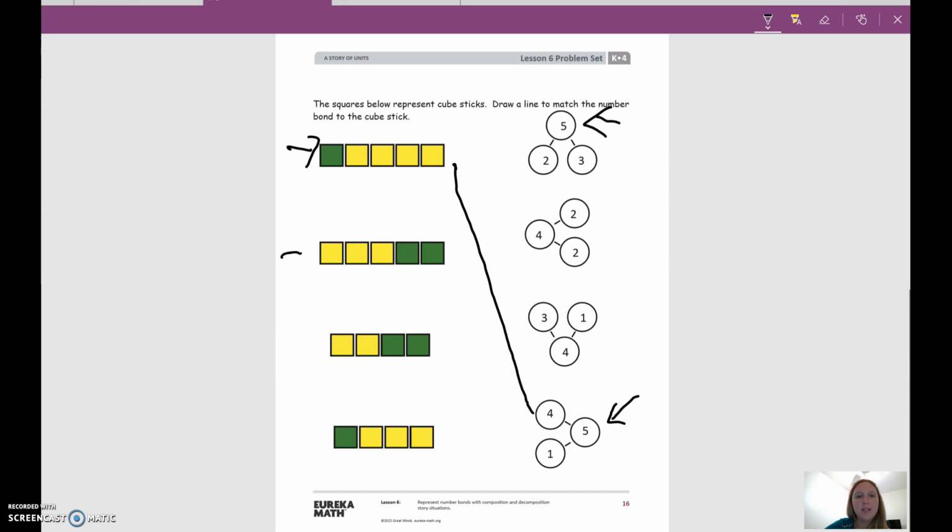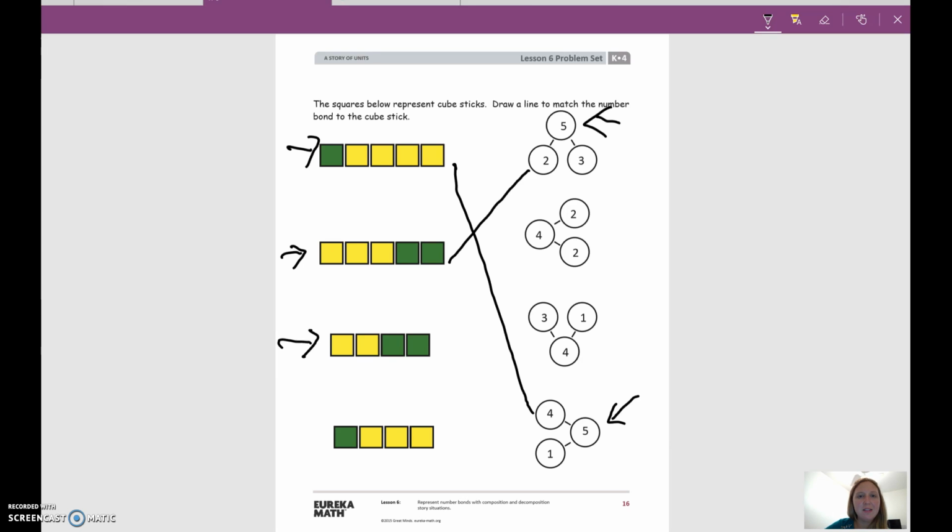All right, let's look at the next one. How many cubes do you see there? 1, 2, 3, 4, 5. Okay, we're back to our 5. Hey, this one has 5. And 2 and 3 are the parts. And I see 2 green cubes and 3 yellow cubes. That's another set. I can go ahead and match those up. Now I only have 2 to go.